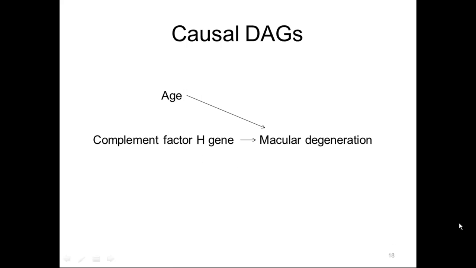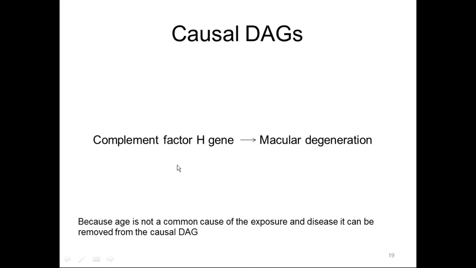So if we're interested in this relationship between the gene and macular degeneration, we don't actually need age on this DAG, because age is not a common cause of the exposure we're interested in, the gene, and the disease, macular degeneration. So we can take it away if we want to.